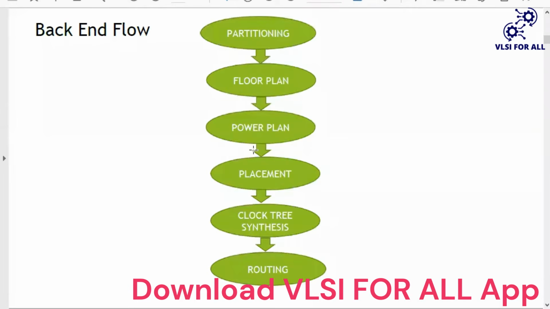Third one is the placement. Till now, we only did macro placement and power and ground connections. Third step is the placement. Placement is placing each and every combinational and sequential cell. Combinational and sequential cells are called standard cells. Standard cells will be placed in our design, then it is called placement.